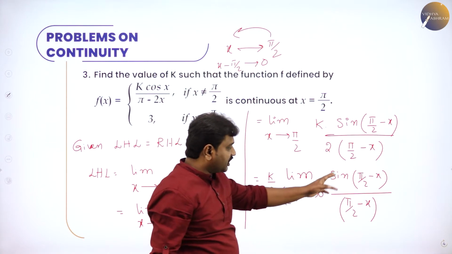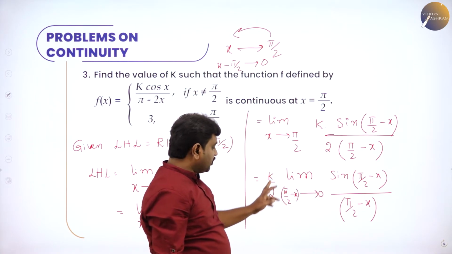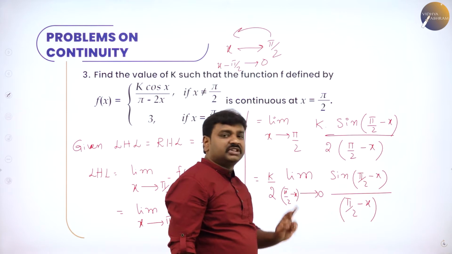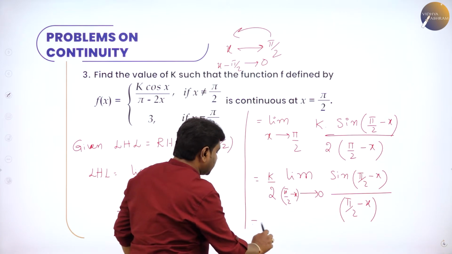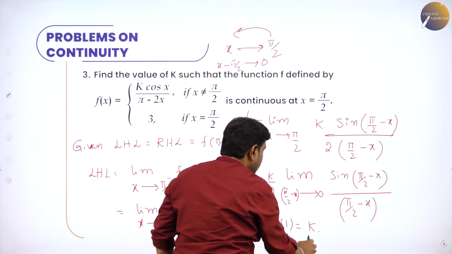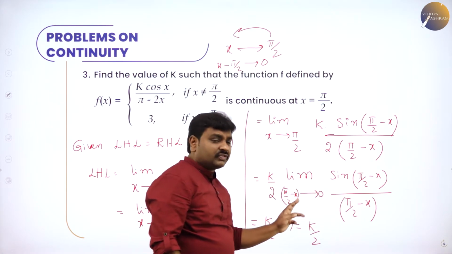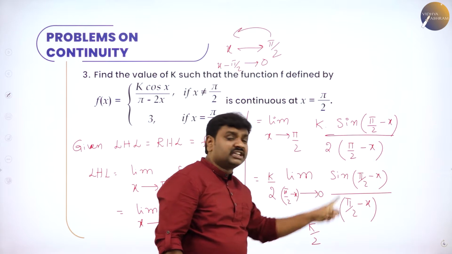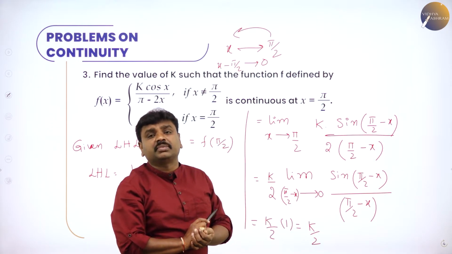Now it is in the form of sin theta by theta. Here k by 2 into limit theta tends to 0 sin theta by theta. So this will become k by 2 into 1. What is k by 2 into 1? K by 2. I hope all of you understood this. This is in what form? Limit theta tends to 0 sin theta by theta. What is limit theta tends to 0 sin theta by theta?